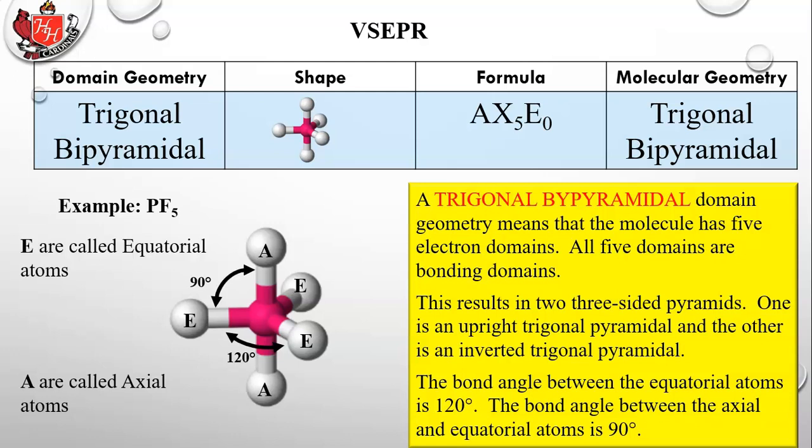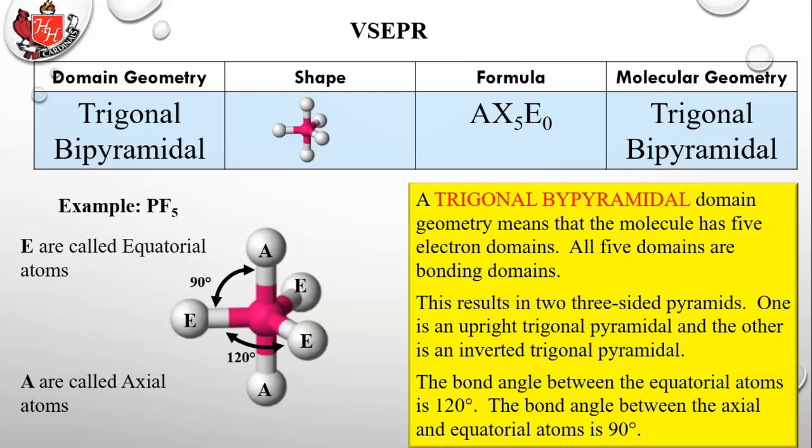The equatorial atoms are the ones that say E. They're around the equator of this molecule. And the axial atoms are the ones A. That's like the North Pole and South Pole, if you want to think of it in those terms. And those are called axial. So the bond angle between the equatorial atoms is 120 degrees between all 3 of them. That would equal 360. And then the bond angle between the axial and equatorial atoms is 90 degrees.